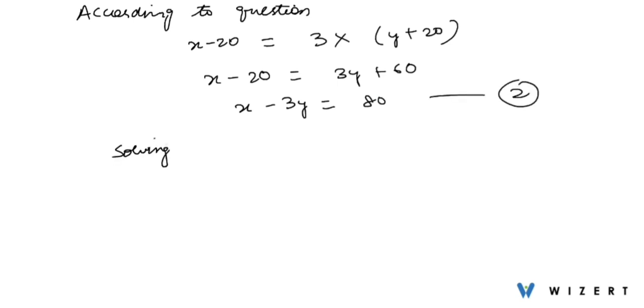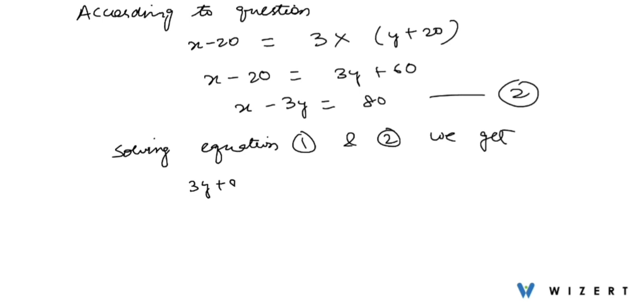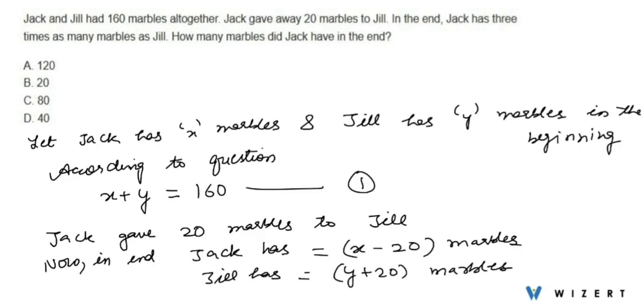Now after solving equations 1 and 2, we can write x as 3y plus 80. So x plus y is 160. From here we'll get 4y as 80, therefore y is 20. So y is the number of marbles that Zill has in the beginning, but it is asked in the question how many marbles Jack has in the end.